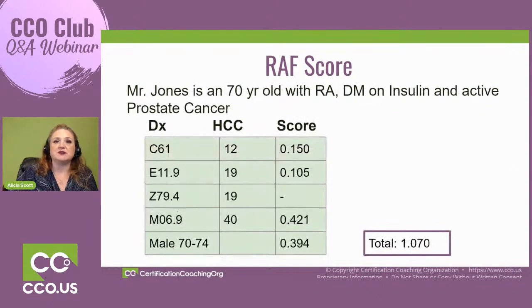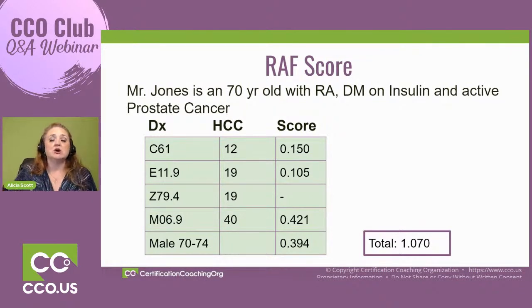Okay, so let's go to our next one. This is Mr. Jones. Now, look at Mr. Jones and note that he's 70 years old. So he's 5 years older than Mrs. Jones, and he's male. He has rheumatoid arthritis, which is not regular arthritis. Osteoarthritis does not risk adjust, but rheumatoid arthritis does because it's an autoimmune disorder. Osteoarthritis actually has an RxHCC, meaning that if you don't take a medication that you take long term, you could have complications.